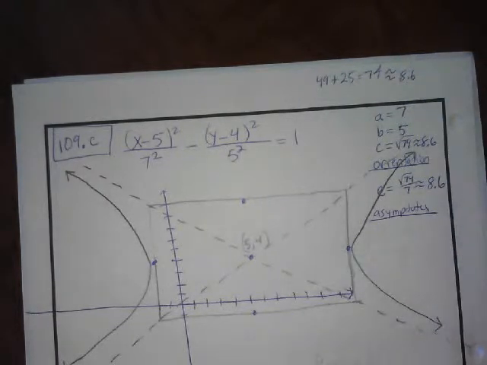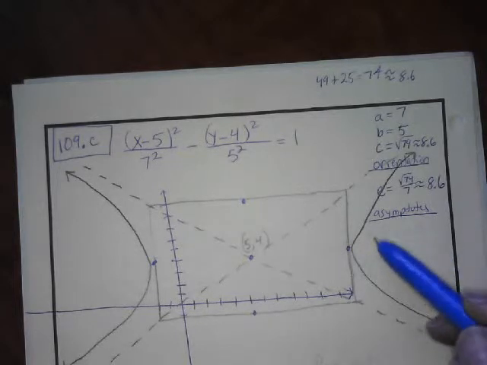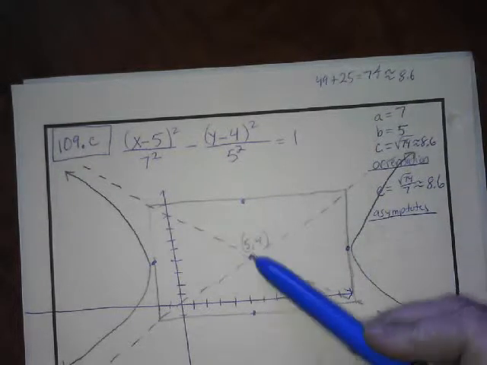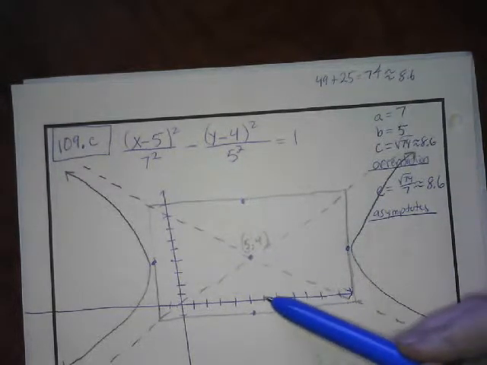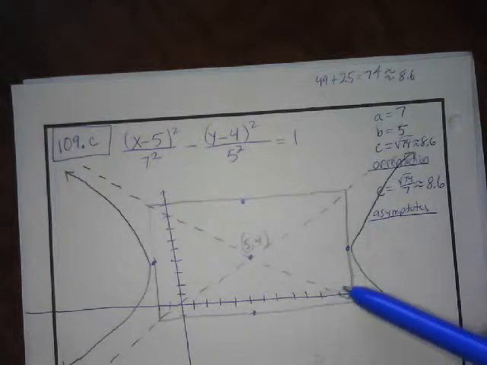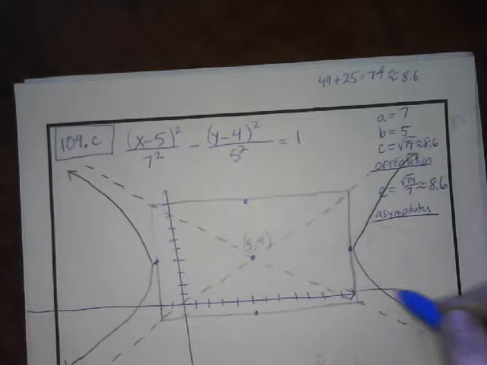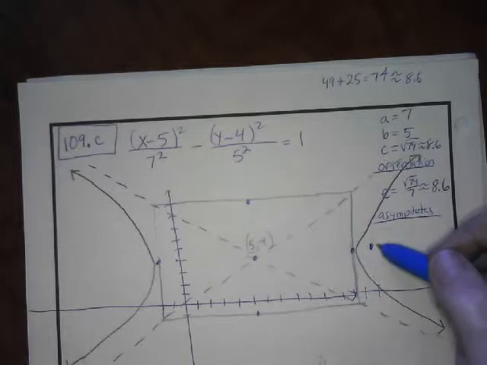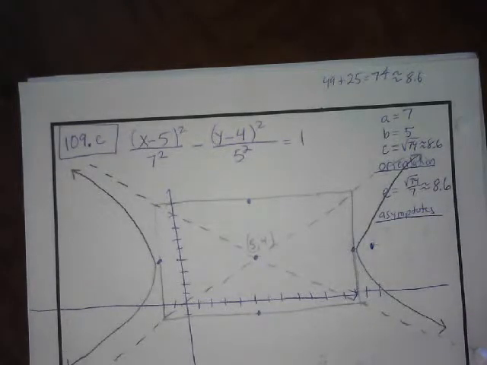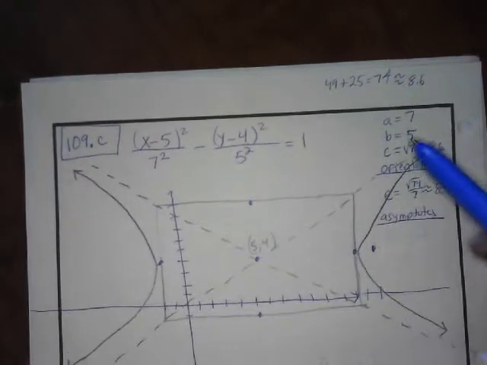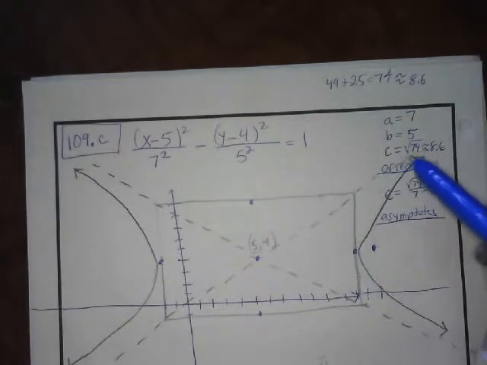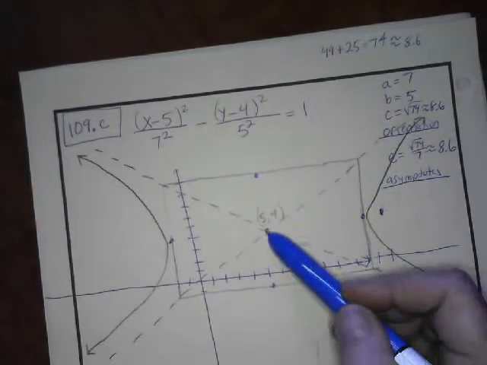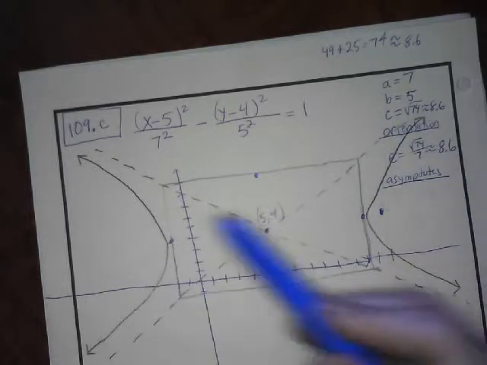That'll actually help me find my focus, because I didn't put my focus in here yet. So I'm going to put the focus in. It's going to be 8.6 units to the right of the center. So I can go 1, 2, 3, 4, 5, 6, 7, 8, 9. So it'll be right in here. That's my focus. I'm not going to label it because they're not really asking me for the focus, but I don't see any point in you guys finding C if you don't know what it's used for. So that's why I'm showing you: C is the distance between the center and the focus.